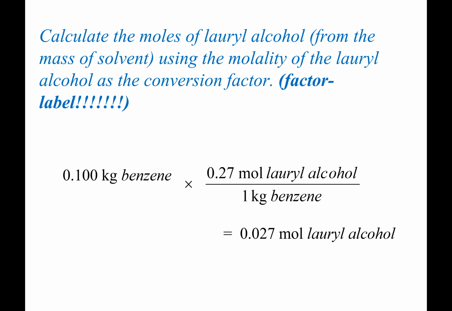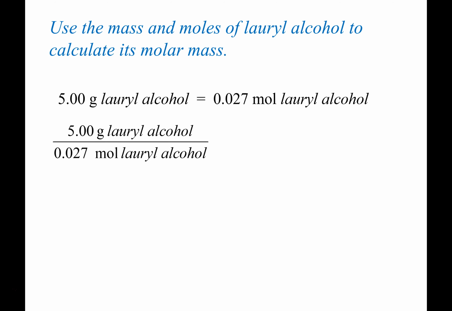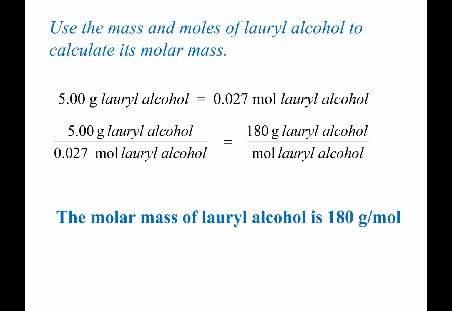So you're looking at 0.027 moles. Again, the original problem said we're looking at 5 grams. That's equal to 0.027 moles. We can get molar mass, just grams per mole. With 2 sig figs, you're looking at a molar mass of 180 grams per mole.